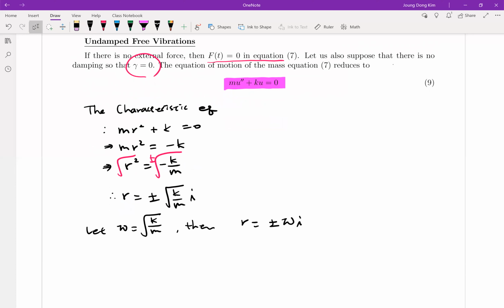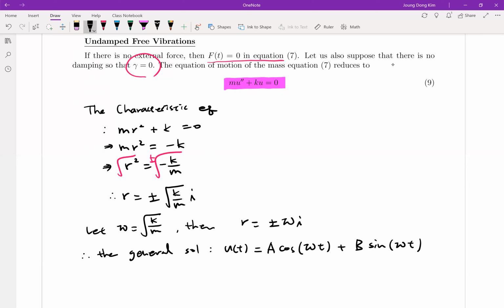Do you remember, whenever you have an imaginary number, the solution must be a cosine and sine combination. So finally, the general solution is u(t) equals constant a cosine omega t plus constant b sine omega t, where a and b are arbitrary constants.